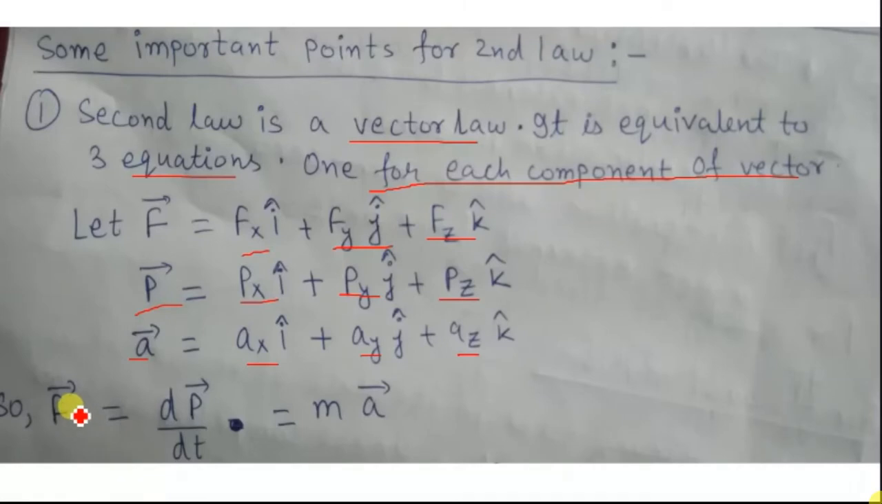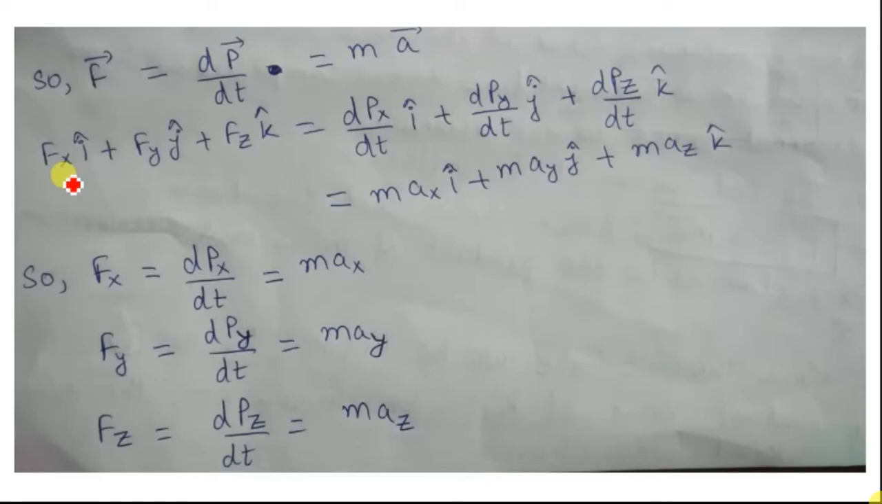So from the second law, F equal to dp by dt equal to ma. So fx i cap plus fy j cap plus fz k cap equal to dpx by dt i cap plus dpy by dt j cap plus dpz by dt k cap equal to max i cap plus may j cap plus maz k cap. So fx equal to dpx by dt equal to max, fy equal to dpy by dt equal to may, and fz equal to dpz by dt equal to maz. So these three constitute three different equations.